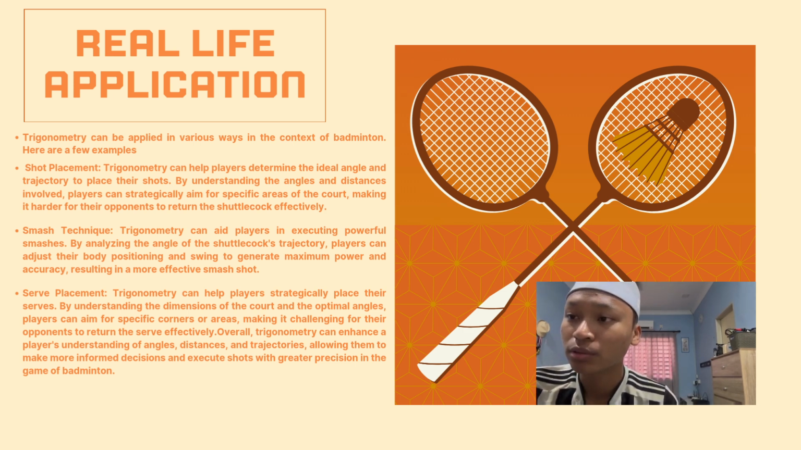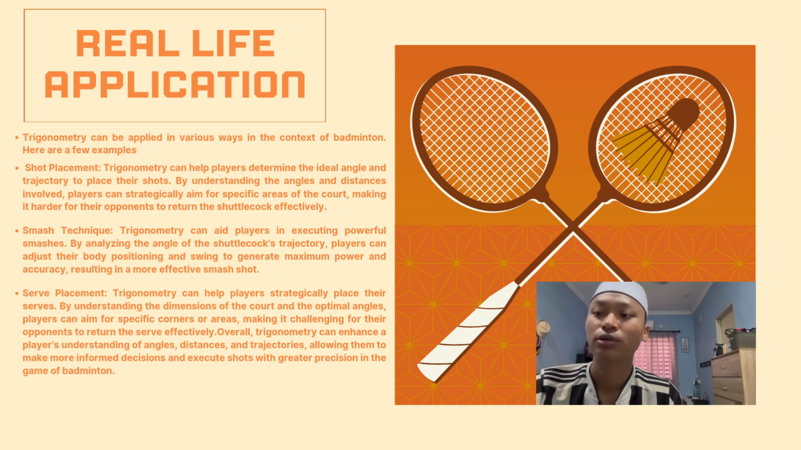For the second one, smash technique. Trigonometry can aid players in executing powerful smashes. By analyzing the angle of the shuttlecock trajectory, players can adjust their body positioning and swing to generate maximum power and accuracy, resulting in a more effective smash shot.